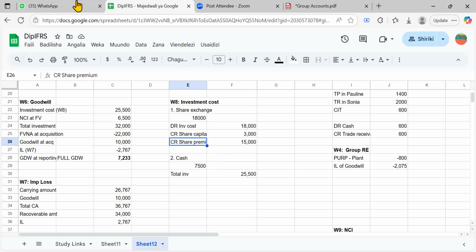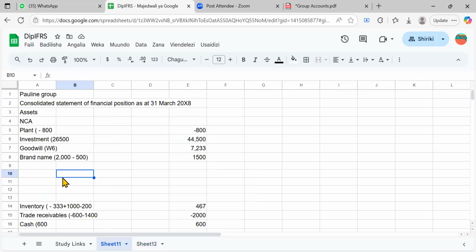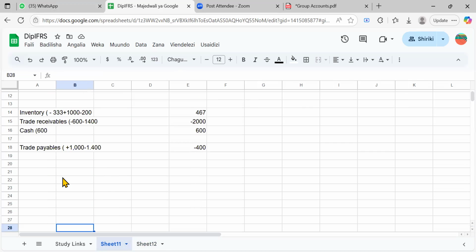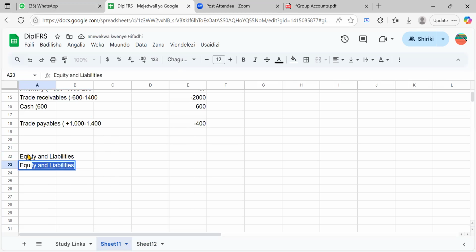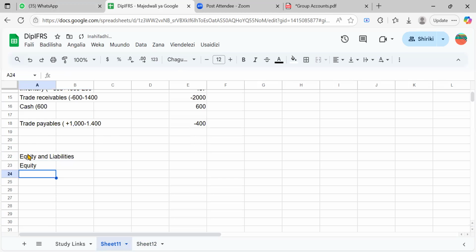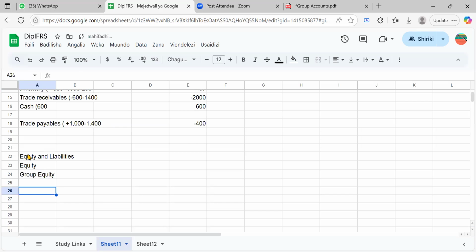So let me go to the statement of financial position under equity and liabilities. We start with the equity itself. Now, on equity, when dealing with consolidated accounts, we have two components: the group equity and the non-controlling interest. For the group equity, you explain each single component. For the non-controlling interest, you just take a single figure.